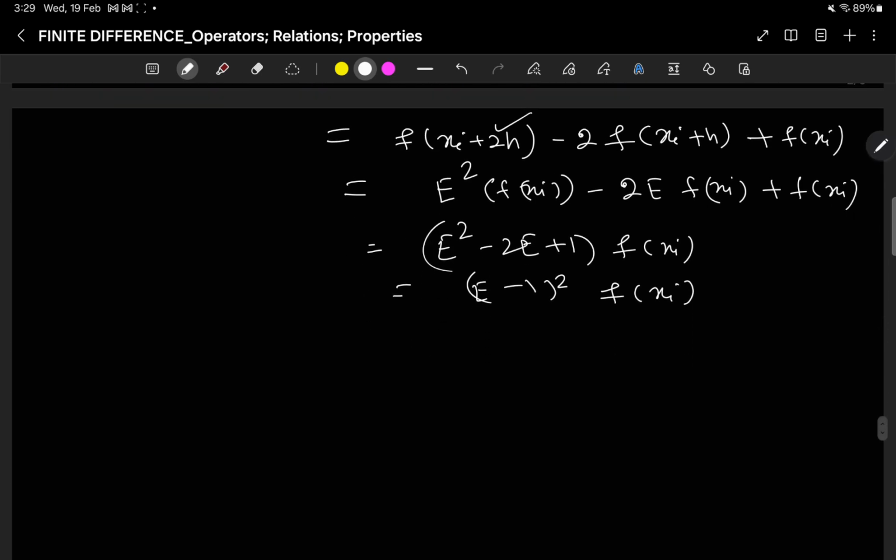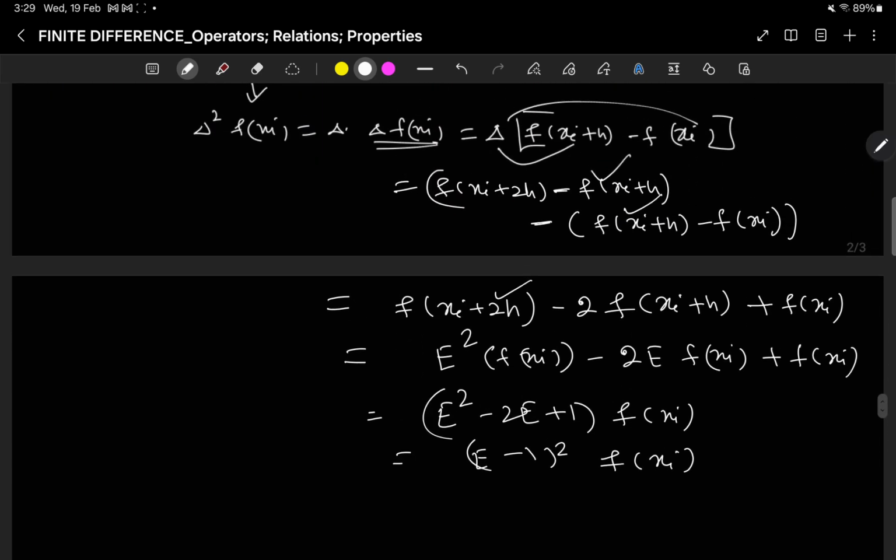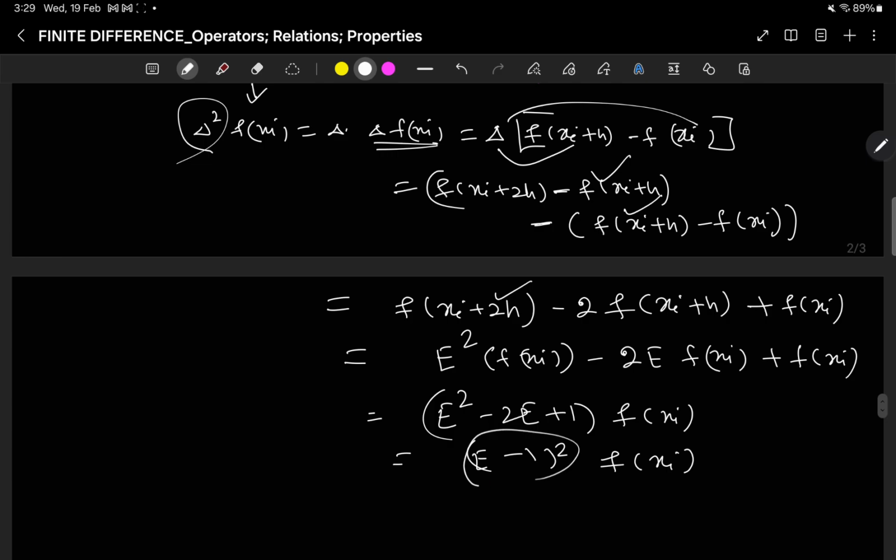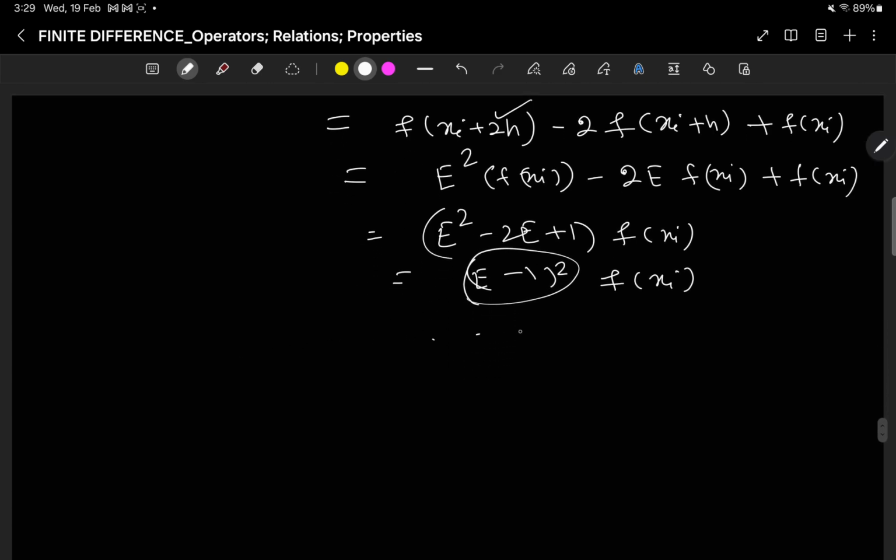If you continue in this way, del square becomes E minus 1 whole square. If you continue in this way, del to the power n will be E minus 1 to the power n, and similarly inverted del to the power n will be 1 minus E inverse to the power n, and we can see it. Next, coming to another example.